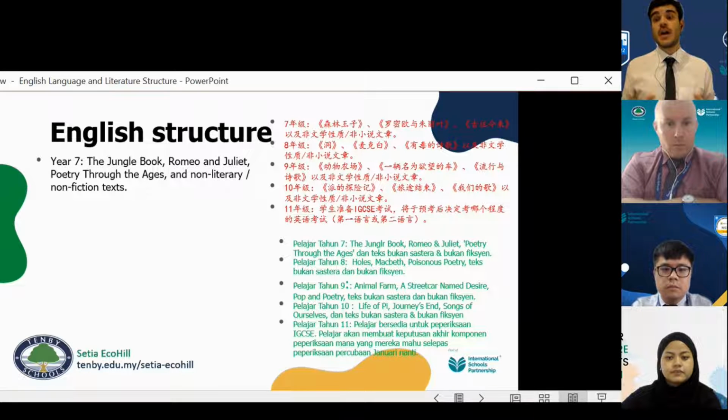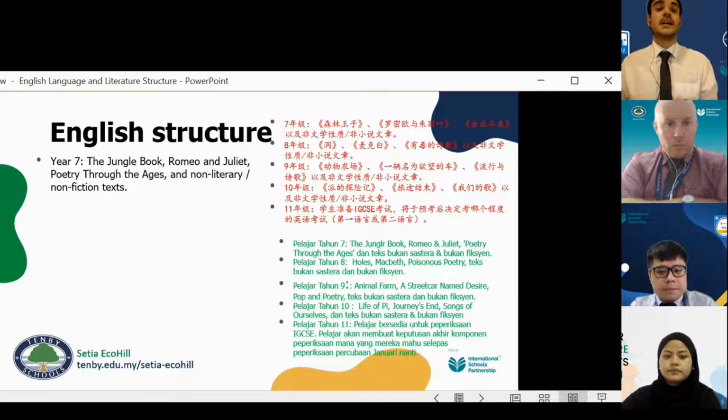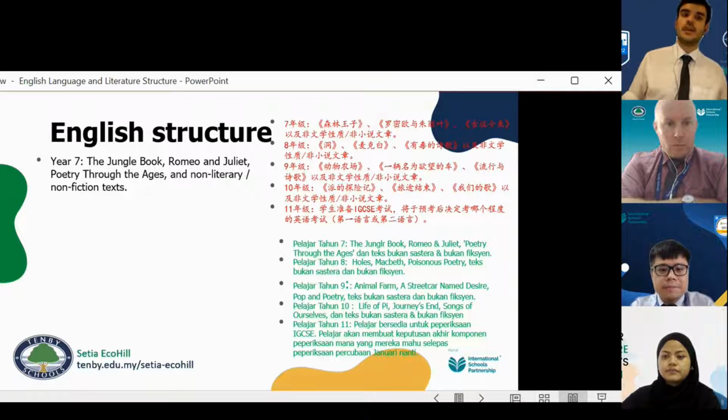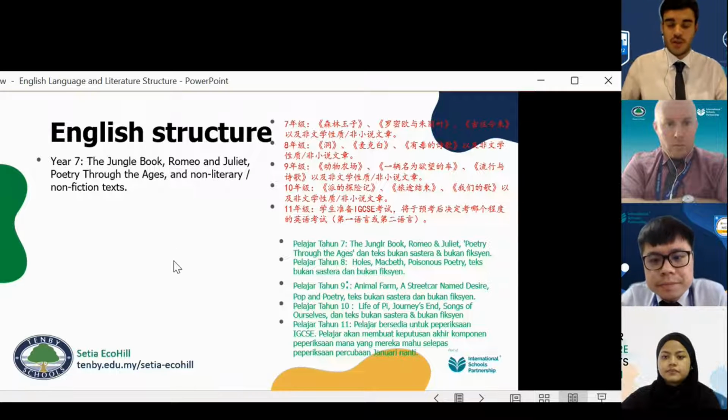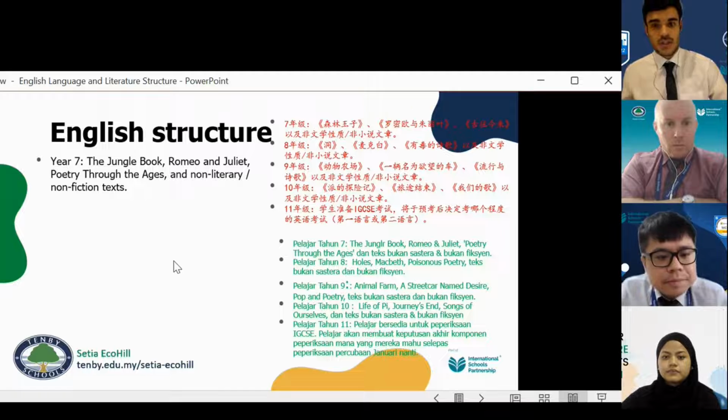These are not the only texts that we do throughout the year. We do actually include lots of non-literary and non-fiction texts for the language paper, as well as using The Jungle Book, Romeo and Juliet, and Poetry Through the Ages to practice language skills.